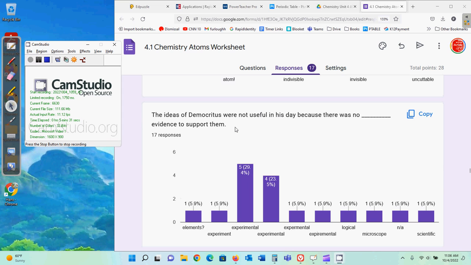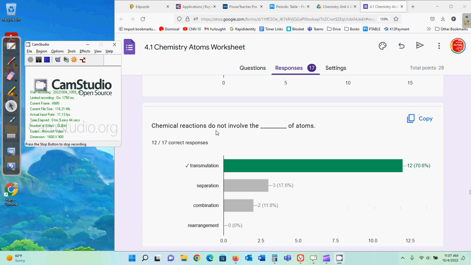But again, I feel like if you read the textbook, it would have said no experimental or scientific evidence. Chemical reactions do not involve the transmutation of atoms. Transmutation is the idea of turning like lead into gold, and that doesn't happen. So that's the answer. Separation of atoms, yes.